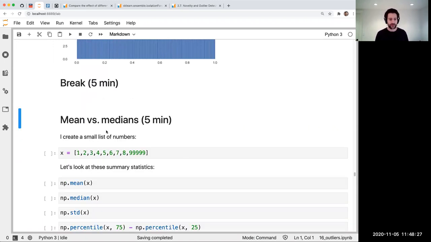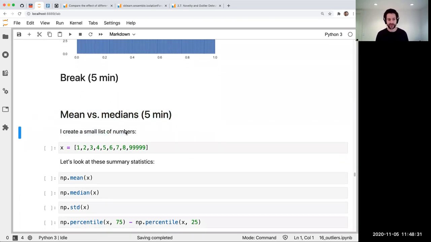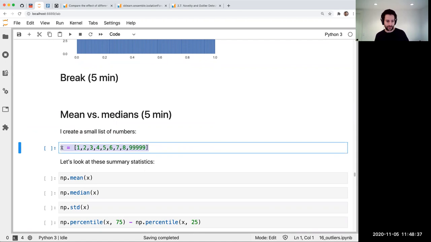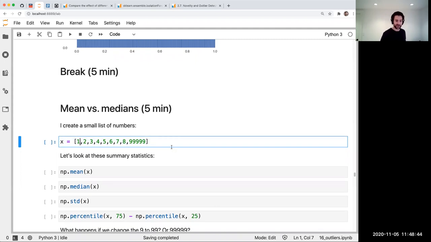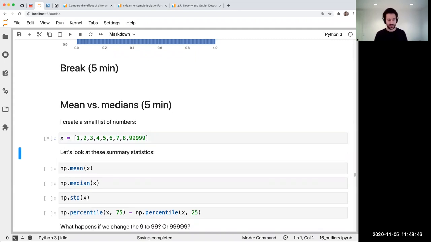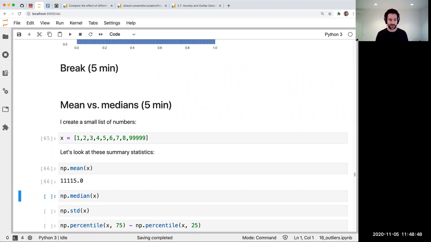Okay. Means versus medians. So some of you may have seen this before, this idea that the median is a more robust statistic than the mean, but I want to briefly mention it for those who haven't seen this before. So here's a list of numbers: 1, 2, 3, 4, 5, 6, 7, 8, 9, 9, 9, 9, 9. And we can look at some summary statistics. So the average of this is 10,000. The median of this is 5.